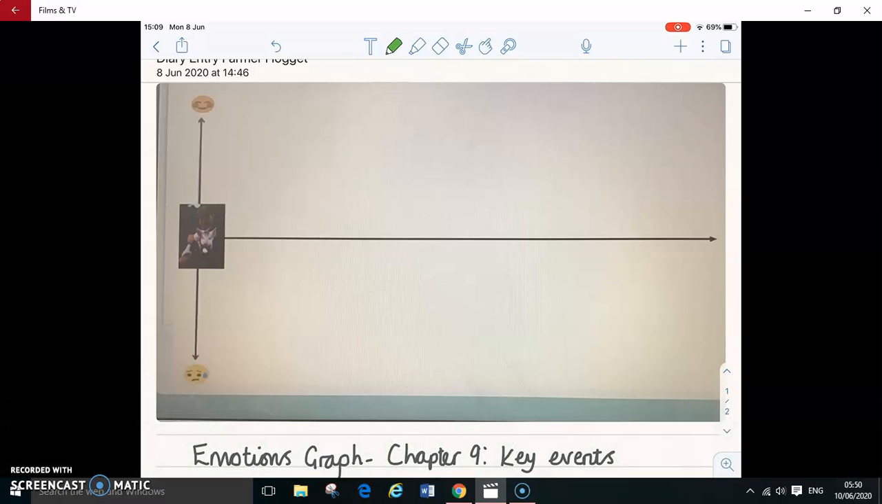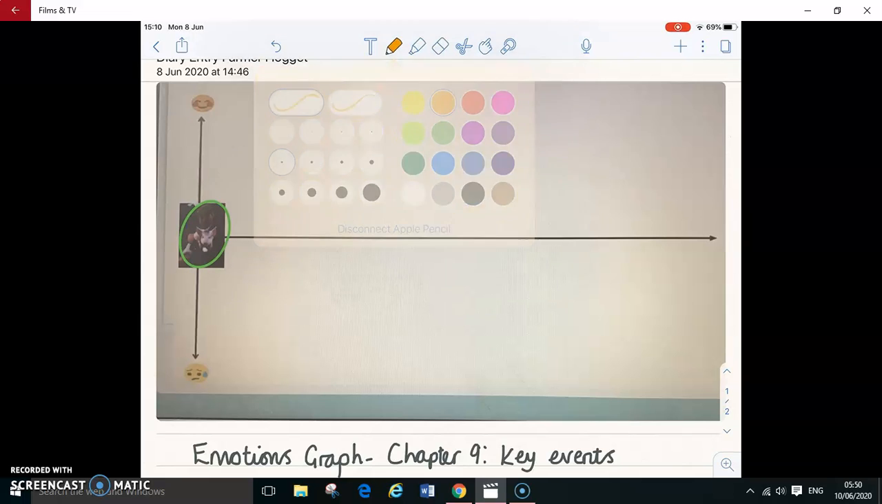Right, year 4. We can see here in front of us something that's called an emotions graph, and it's for chapter 9. I know that some of us have seen emotion graphs before in guided reading and also in your RE learning. So we're going to be thinking about Farmer Hoggett for this emotion graph and his point of view of the events that happen in chapter 9.